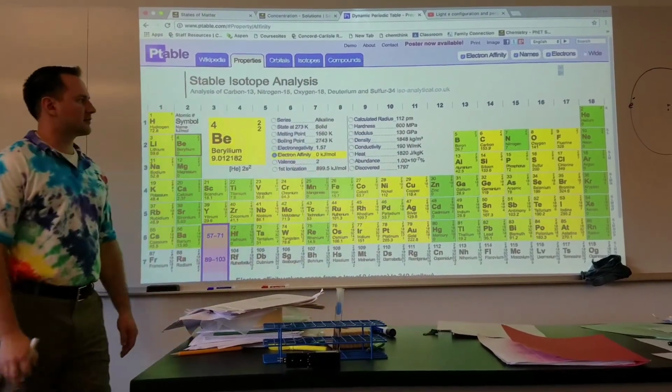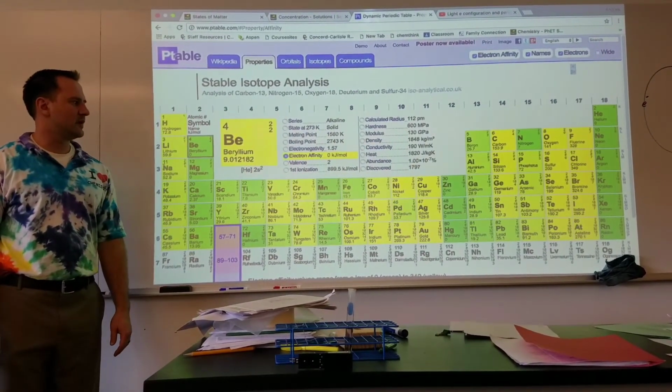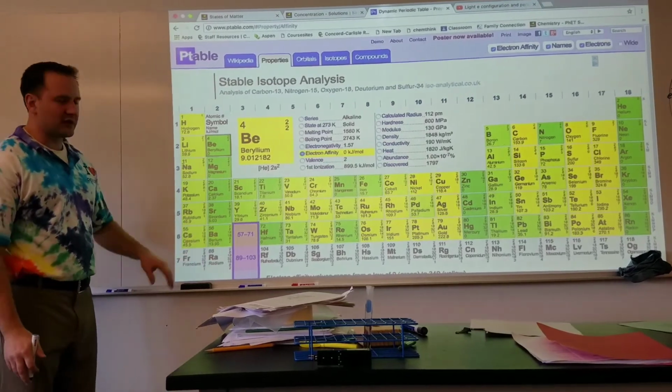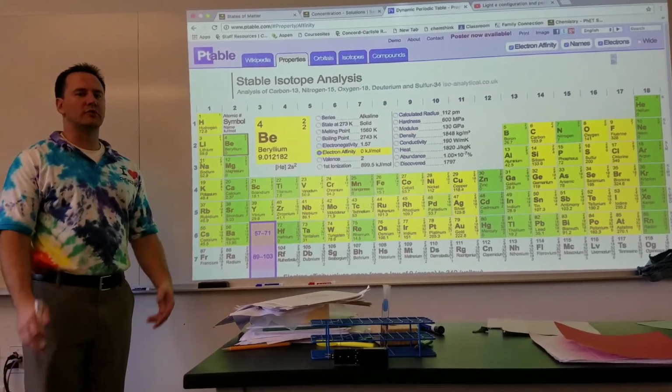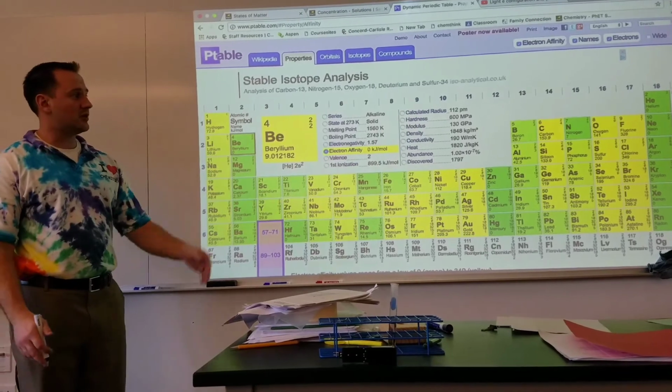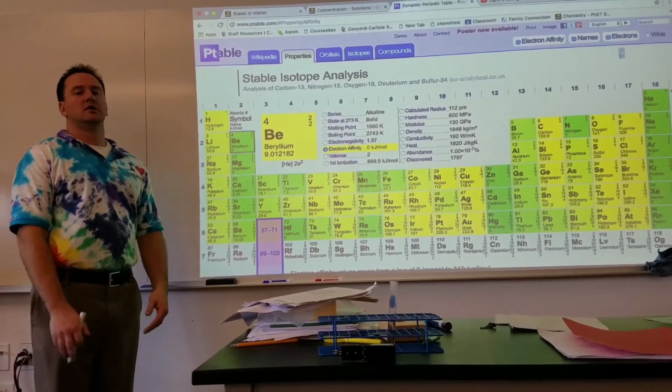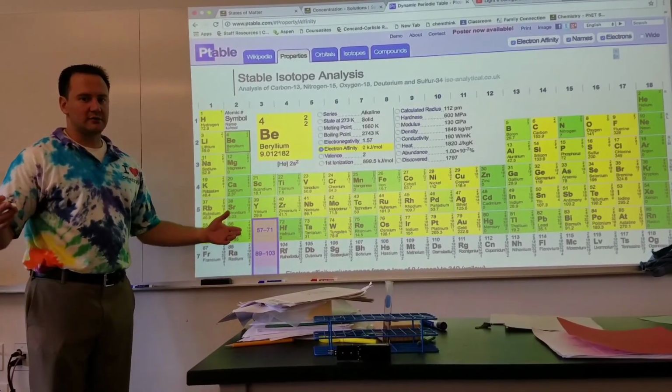So those are the periodic trends that we really care about at this point in time. For metals, the bigger they are, the weaker they hold their electrons, the more reactive they are. For nonmetals, the smaller they are, the stronger they hold their electrons, the more reactive they are. So they're exactly the opposite of each other.